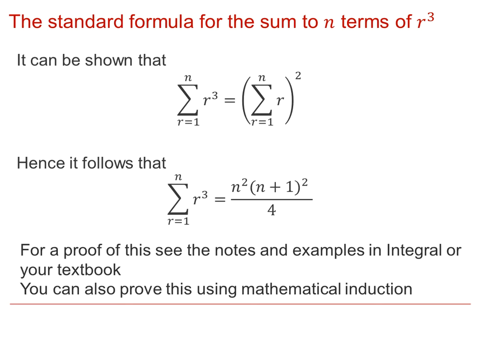of r cubed is n squared, n plus 1 squared over 4. Remembering that the sum of r equaled n times n plus 1 over 2. For a proof of this, see the notes and examples in Integral or your textbook. You can also prove this using mathematical induction.